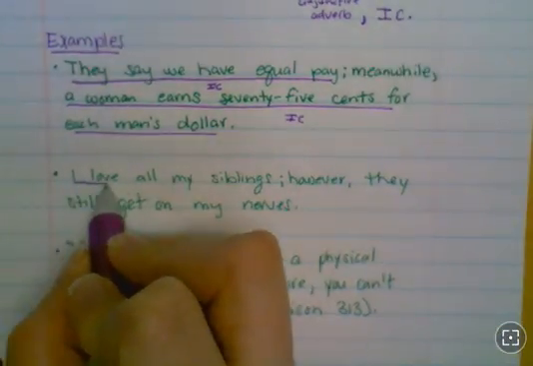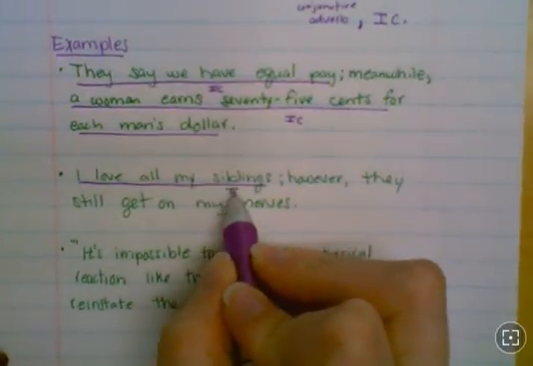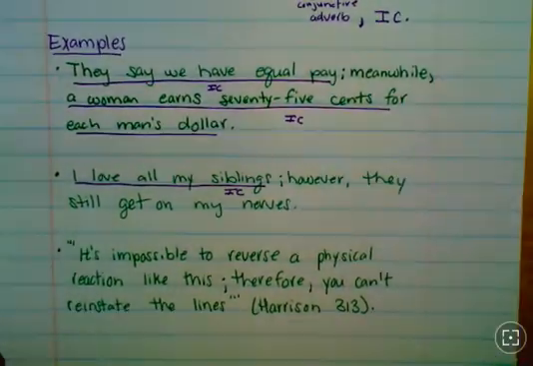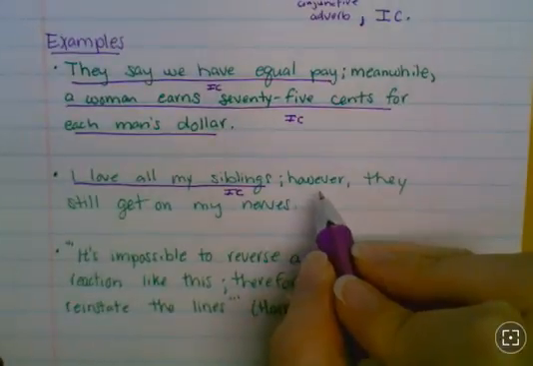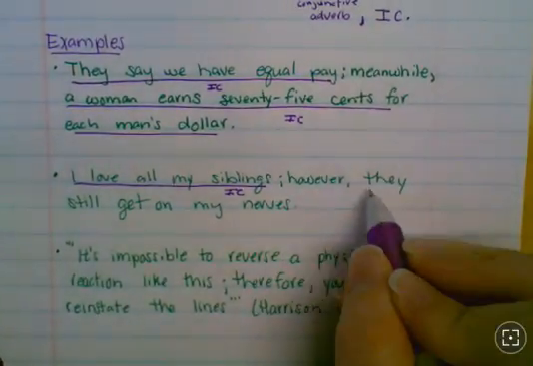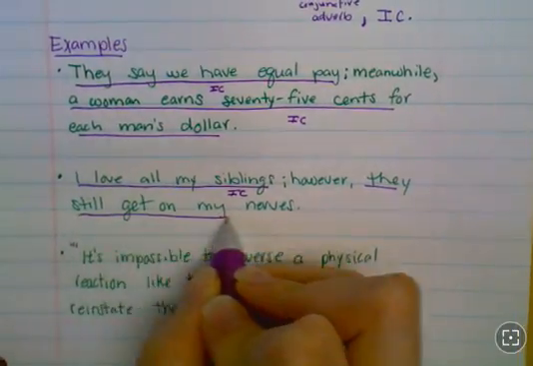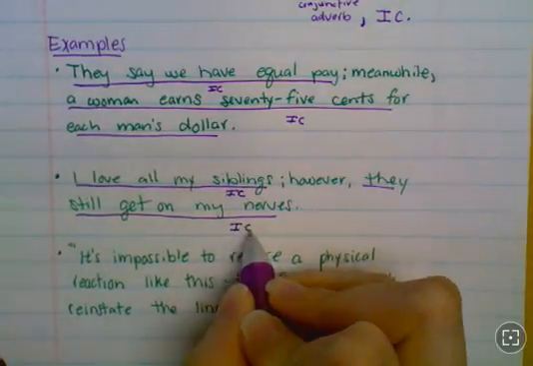"I love all my siblings," independent clause. If we heard that by itself, it would be a complete sentence. Semicolon, however, comma, "they still get on my nerves," independent clause.